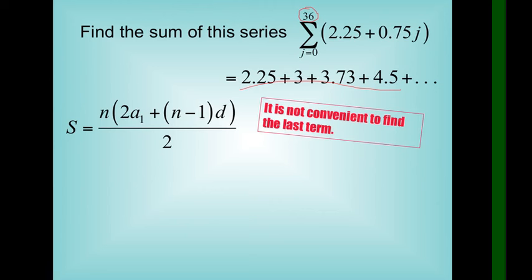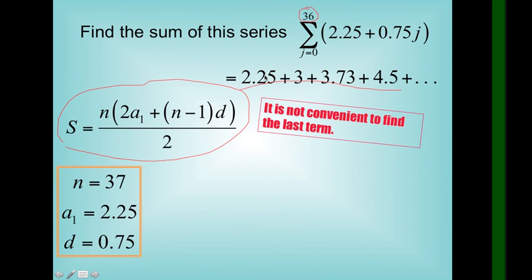So, we will use this one, okay? If we cannot find the last term. So, if we will use this formula, if it's not convenient, okay, our n from this, 3 minus 2.25 is 0.75. Tama? And then 3.75 minus 3 is 0.75. And then a sub 1 is 2.25, and the difference is 0.75. The nth term is 36, right?